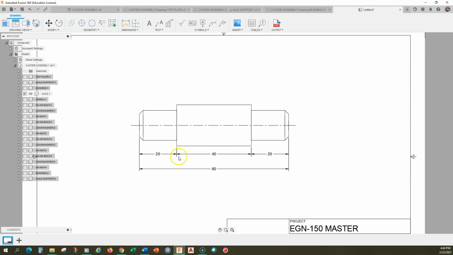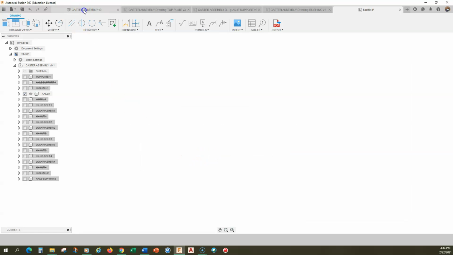So the lengths. Now, again, this is over-dimensioning. I cannot have the 20, the 40, the 20, and the 80 all in there. All right, that's too many. We've already determined that the 80 is good to have because that's an overall dimension, right? If we need to cut it from stock, it tells us how much stock we need. But which one of these dimensions, the 20, the 40, or the other 20, do we want to keep or do we need? Well, let's go back to our assembly.